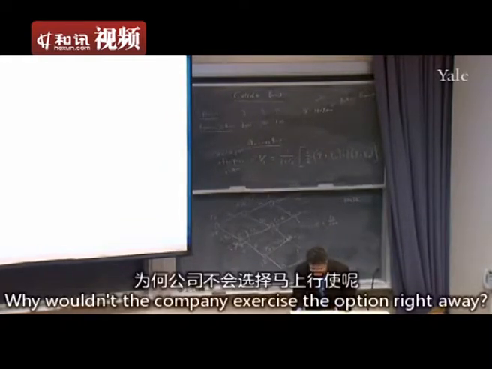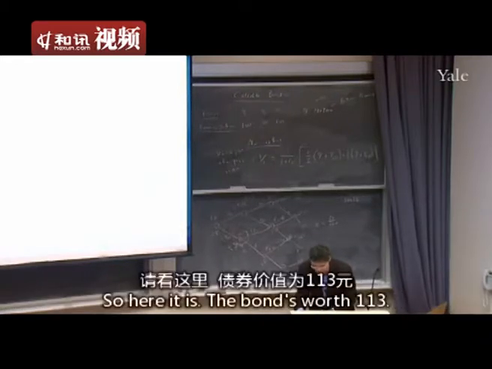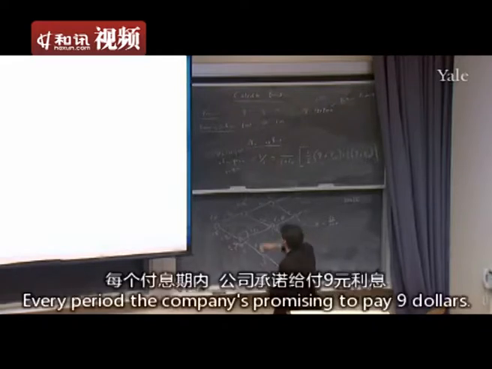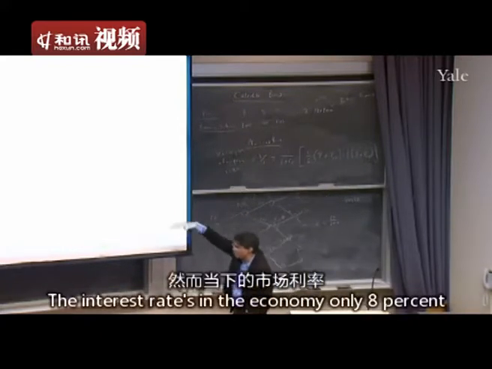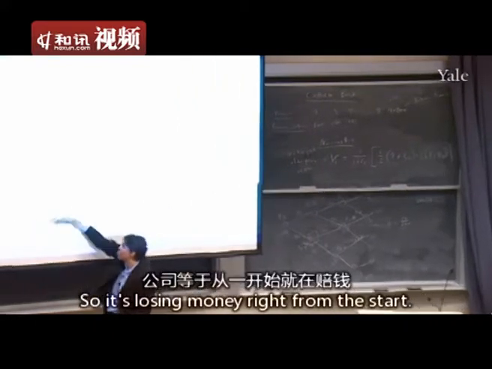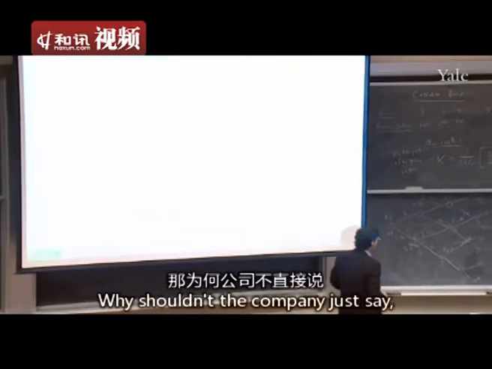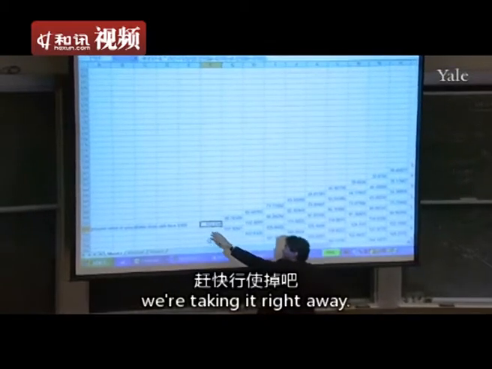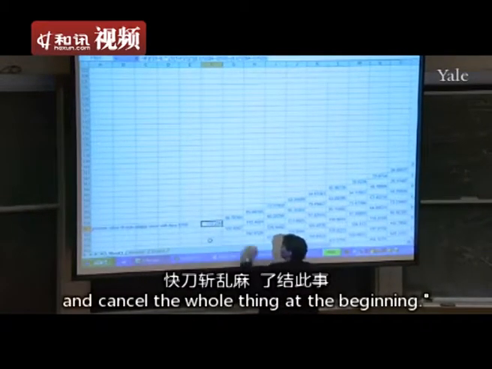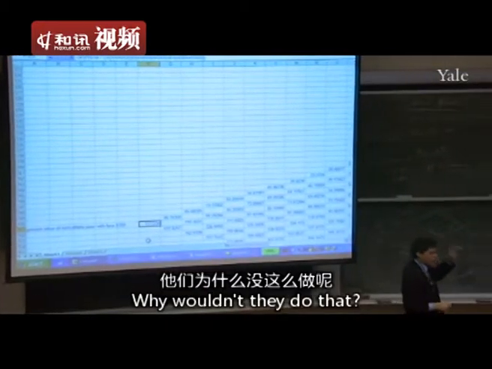Why wouldn't the company exercise the option right away? So here it is. The bond's worth 113. Every period, the company's promising to pay $9. That's like a 9% interest. The interest rate in the economy is only 8% at the beginning here. So it's losing money right from the start. Why shouldn't the company just say, okay, we gave ourselves the option, we're taking it right away, we're going to just pay you 100 and cancel the whole thing at the beginning? Why wouldn't they do that?